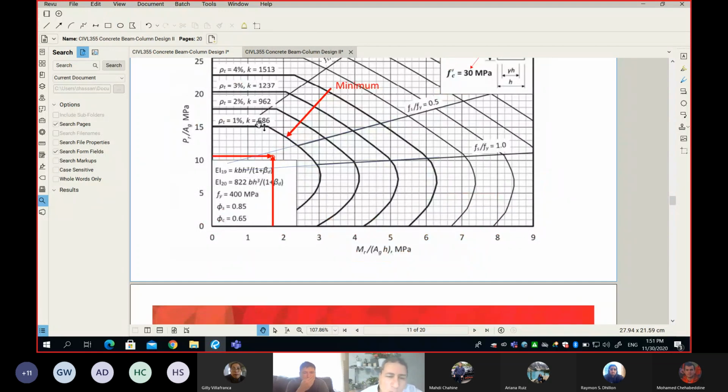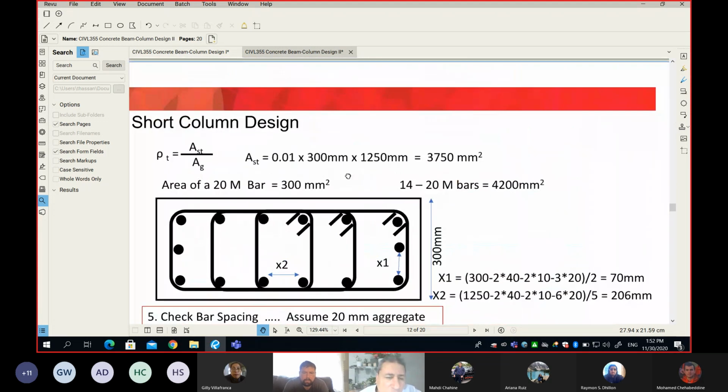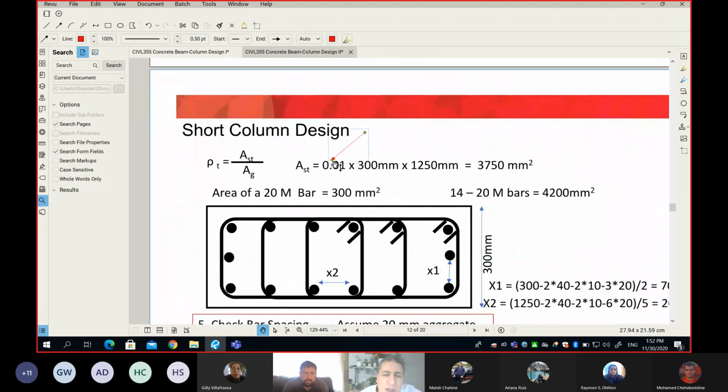As you know, any point within this first curve means rho is less than 1%. But we know that the code asks for a minimum of 1%. So we use 1%, because we cannot go less than the minimum by the code. That's all I did. So here is the 1% coming from the interaction diagram. You multiply the rho by the width of the column by the length of the column, and you get the area of steel.